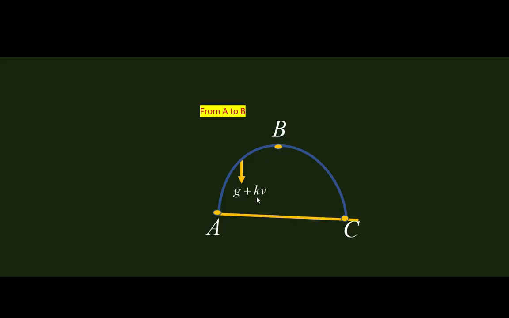The acceleration is g plus kv. kv is the effect of air resistance. Air resistance is given as proportional to speed. Since air resistance is proportional to velocity and it is opposite to velocity, it will oppose the velocity as well as every component of velocity. You can verify that. So it will oppose the y component of velocity. Similarly, it will oppose the x component of velocity.